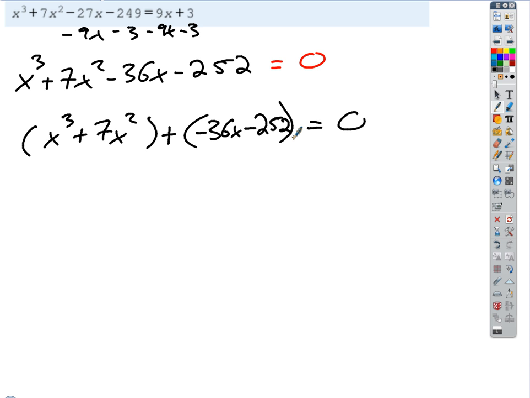Yeah, greatest common factor of the first group. So what's the biggest thing I can undistribute from the first group? Well, x squared. Good. I can't take any numbers out, but I could undistribute an x squared. So if we take out an x squared, what's left behind? X. Good. Because x squared times x would give us x cubed. Plus 7, yeah.